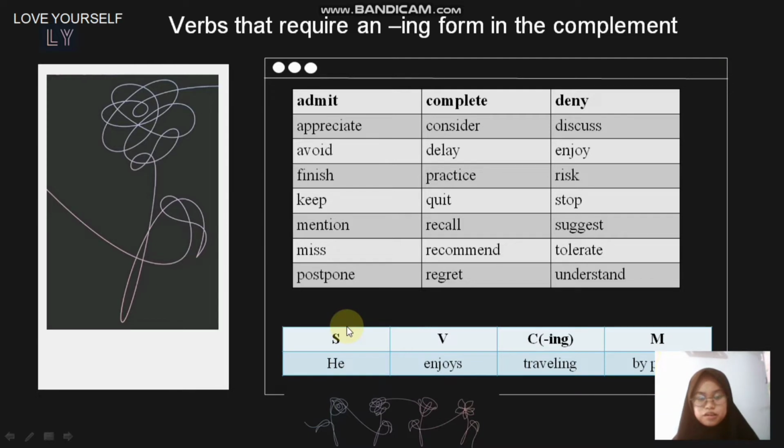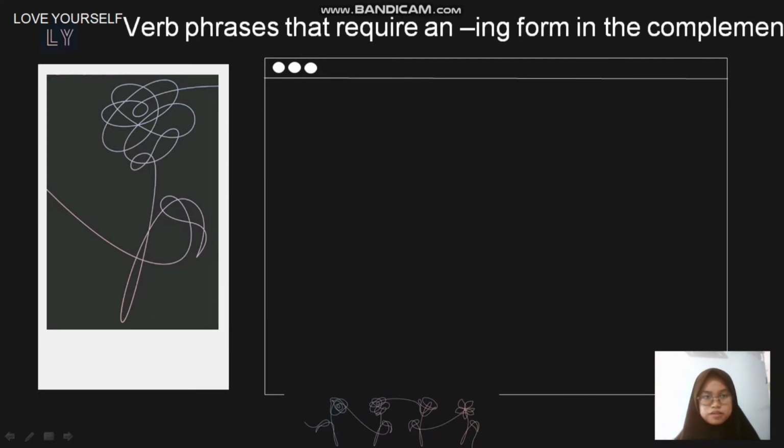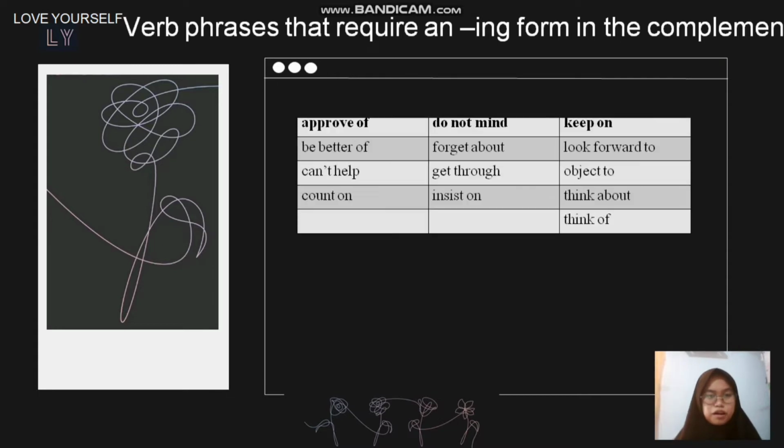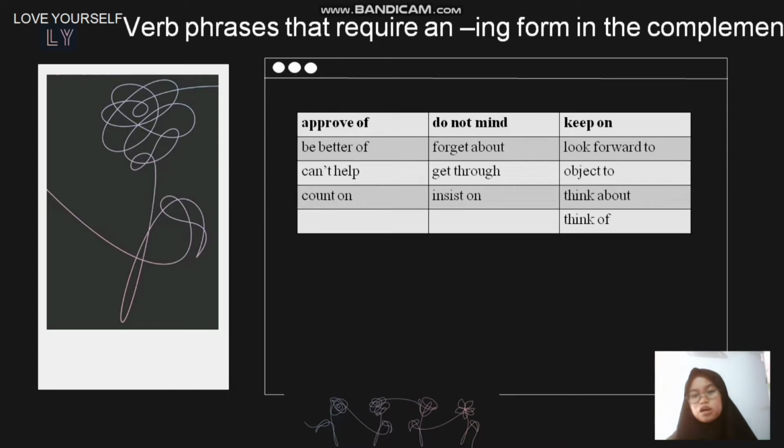Okay, next problem, verb phrases that require an ing form in the complement. Remember that the following phrases require an ing form for a verb in the complement. The list of verbs are be better off, can help, count on, do not mind, forget about, get through, insist on, keep on, look forward to, object to, think about, and think of.